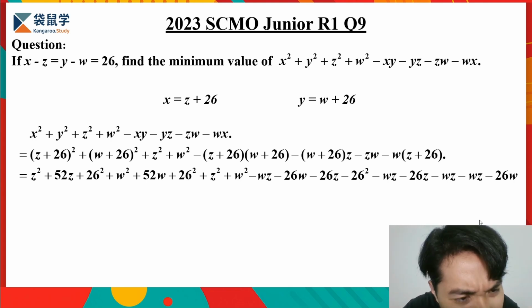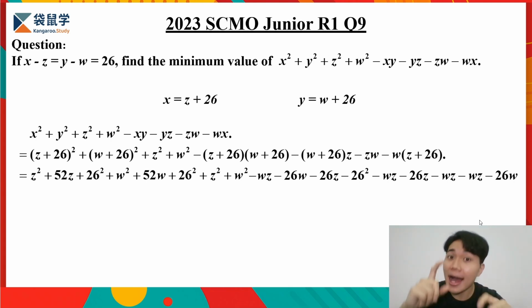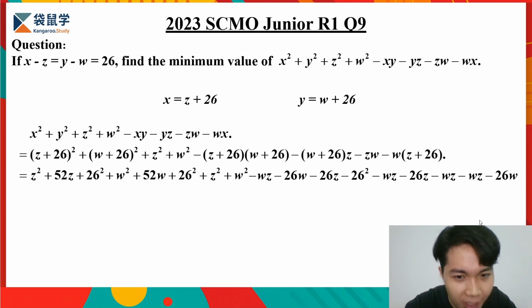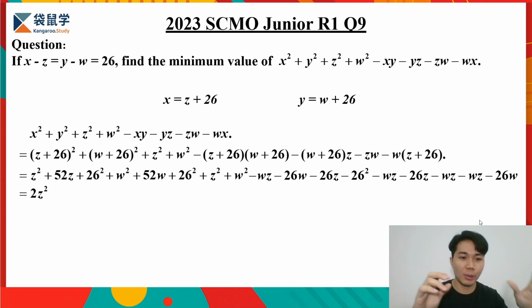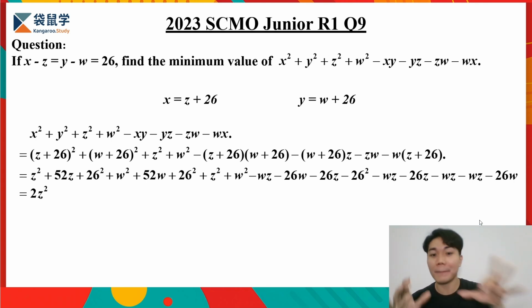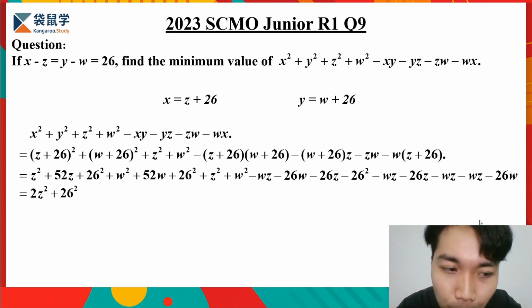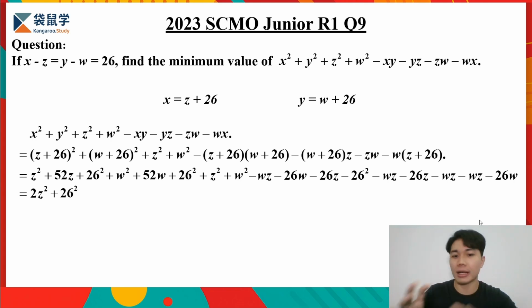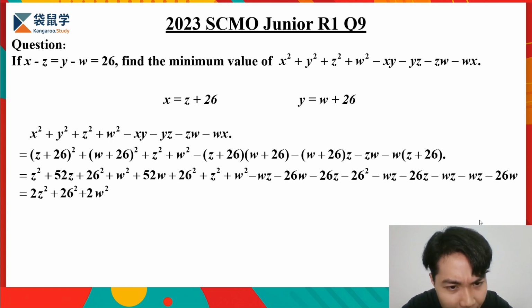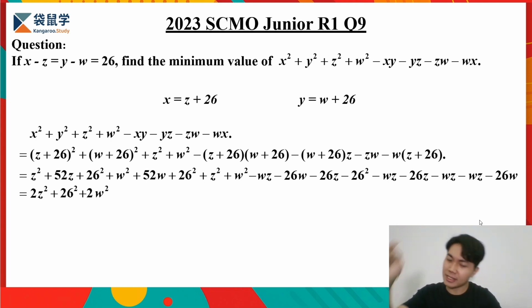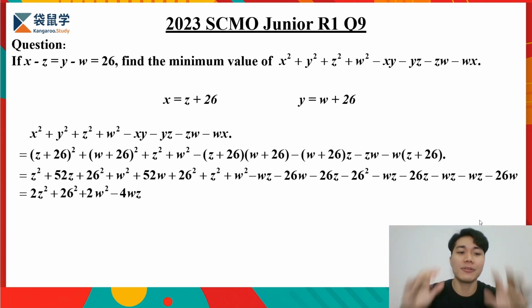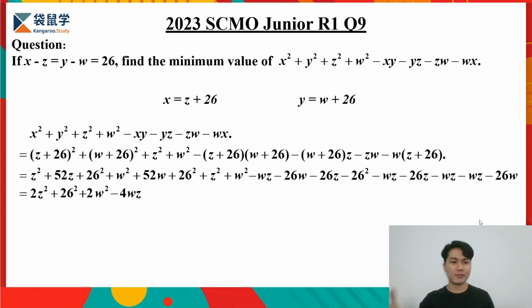Okay, so now we can add all of the like terms together. Remember, we can only add like terms. So z squared, any more z squares? Another z squared. So z squared plus z squared is a 2z squared. Then 26 squared. Got plus 26 squared minus 26 squared. So just left with a 1 plus 26 squared. Then w squared, 2w squared. And then, now what else do we have left? Let's see. We have negative wz, negative wz, negative wz, negative wz. End up with negative 4wz. So we end up with this.